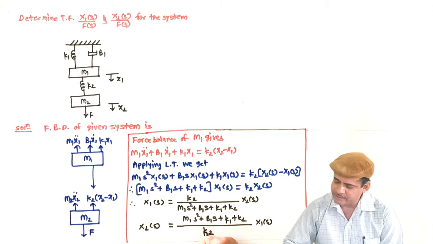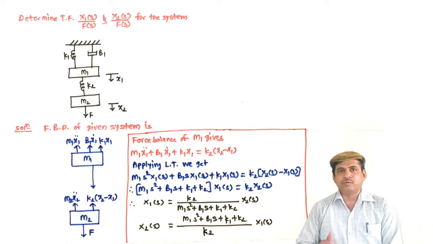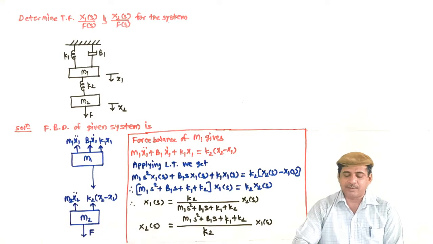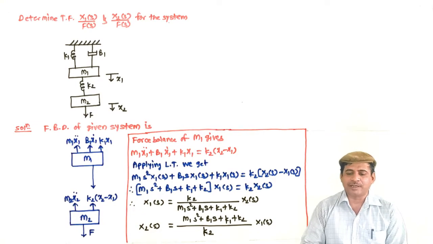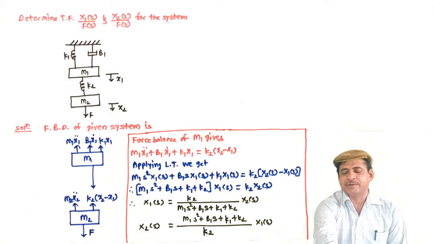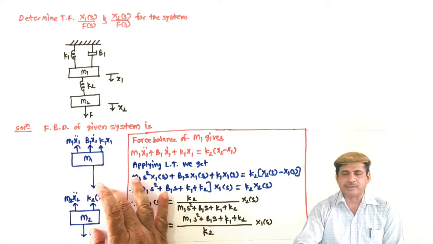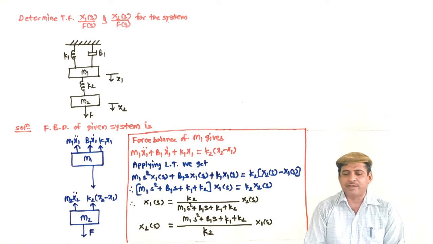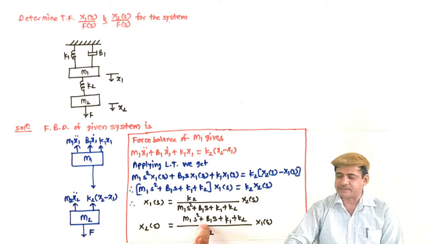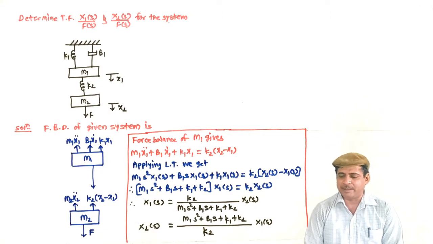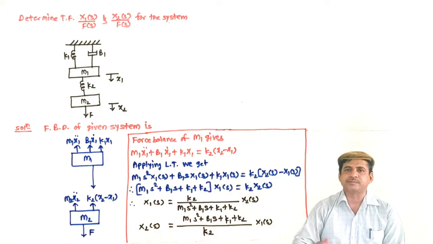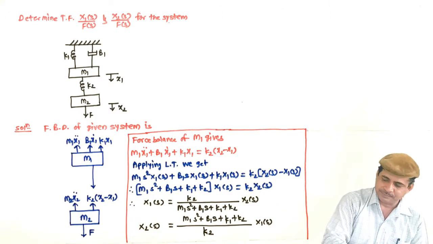Now why do we need this? Because when we apply the equation to the second body, we will get F as a function of x1 as well as x2. But we want the transfer functions x1 by F and x2 by F. So in this equation, once we find x1 by F by replacing every x2 with this, then we will get x2 of s by F by replacing x1 with this. This is a simple way.